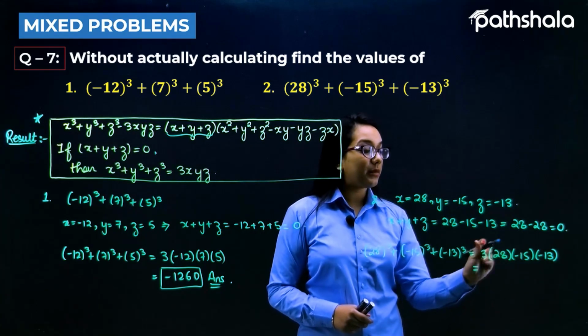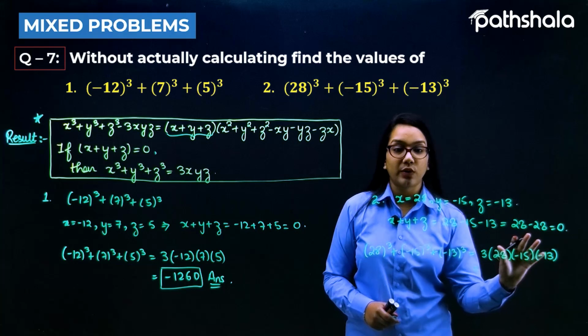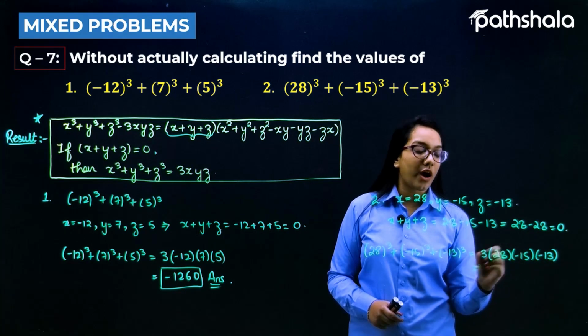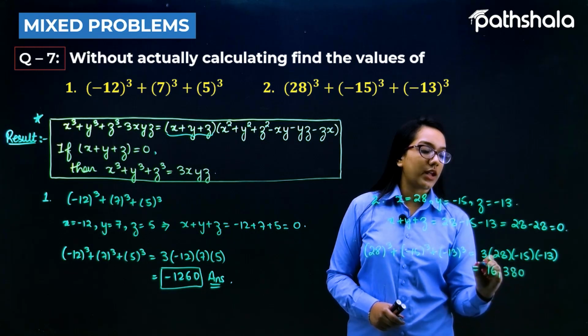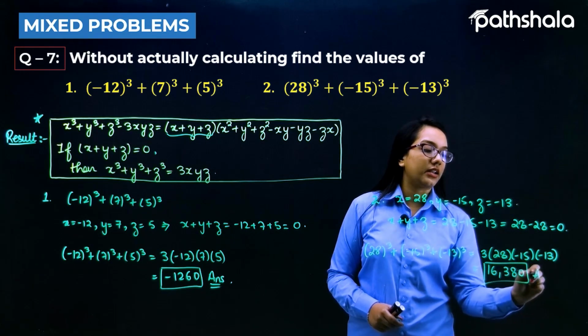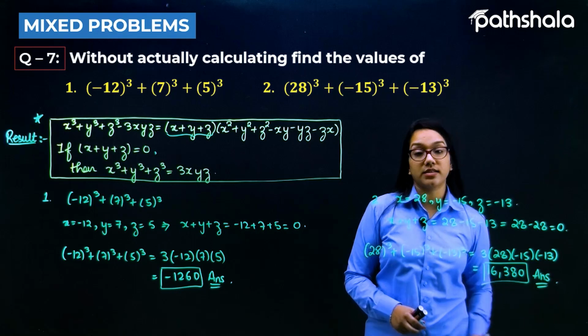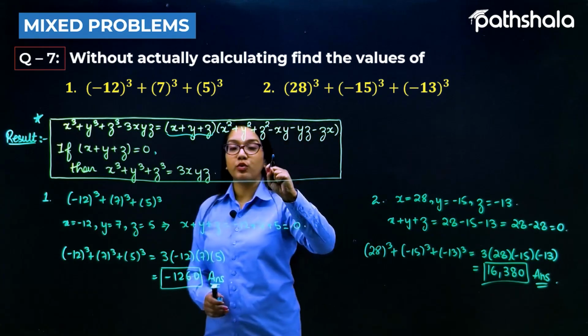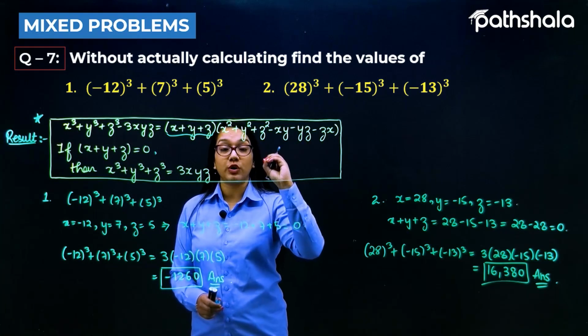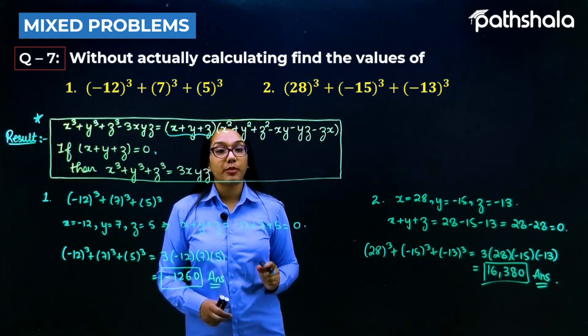Now let's multiply all these terms together in order to get the answer. After multiplying, we will get the answer as 16380, that is 16,380. So this is our answer. I hope the result is clear to you, that we have used in order to solve such types of problems.